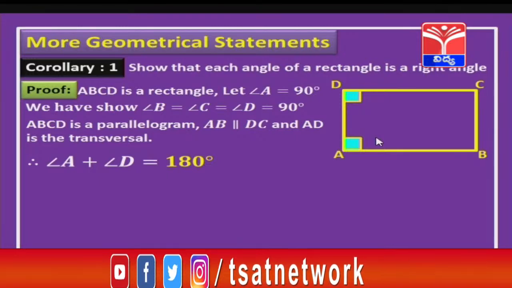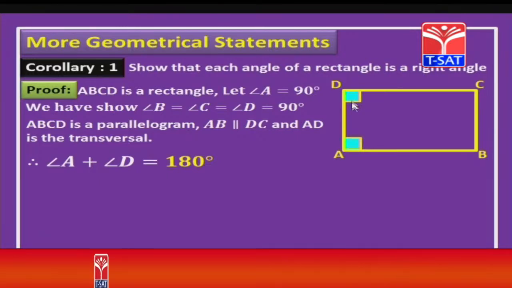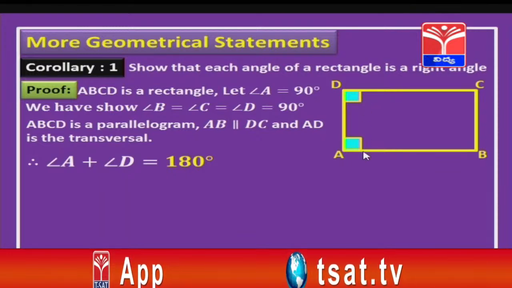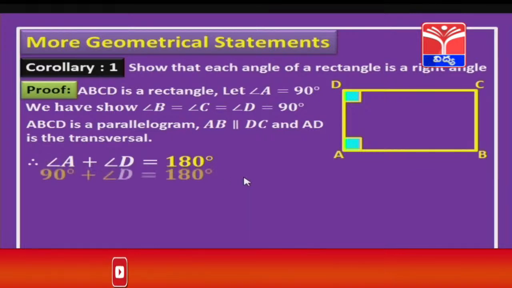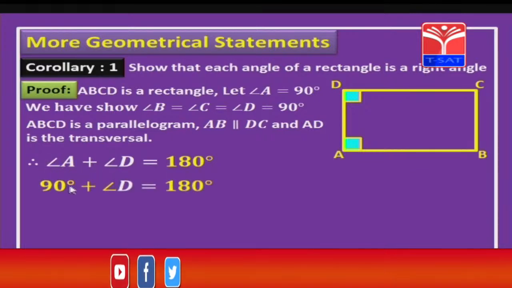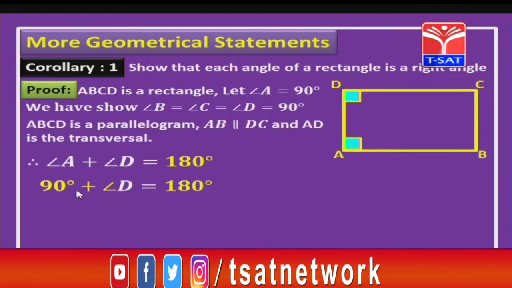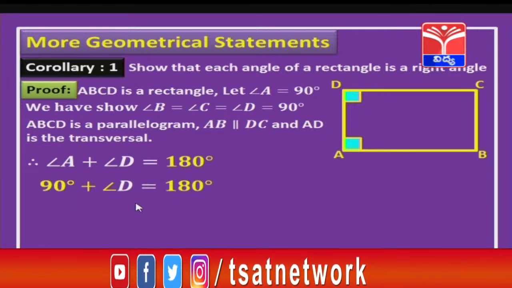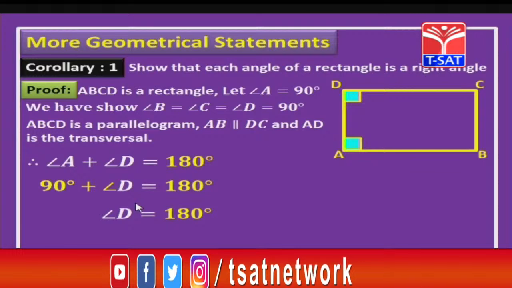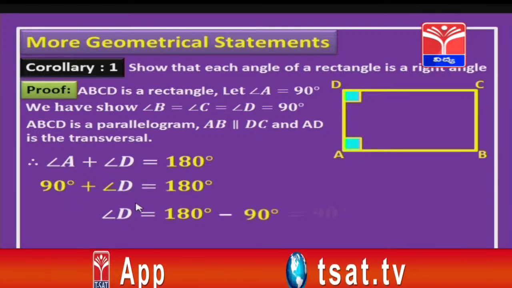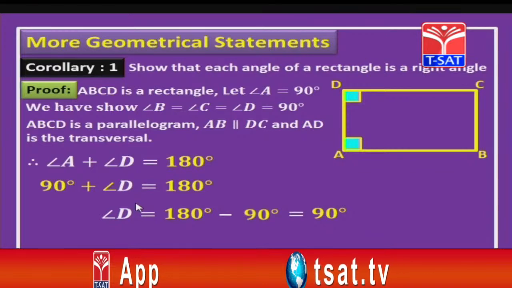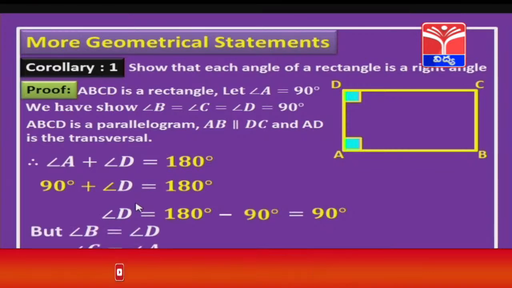But why is the sum of these two angles 180, children? The interior angles on the same side of the transversal are supplementary. That is the reason we have A plus D is 180 degrees. But we have already assumed A as 90 degrees, children. So, substituting, 90 plus angle D is 180. Now, what is the value of D, children? Yes, it is 180 minus 90. How much do you get? You are right, that is 90 degrees. So, we got angle D as 90 degrees.